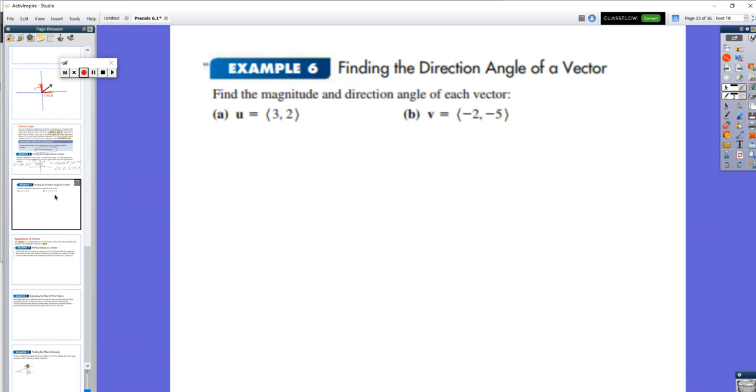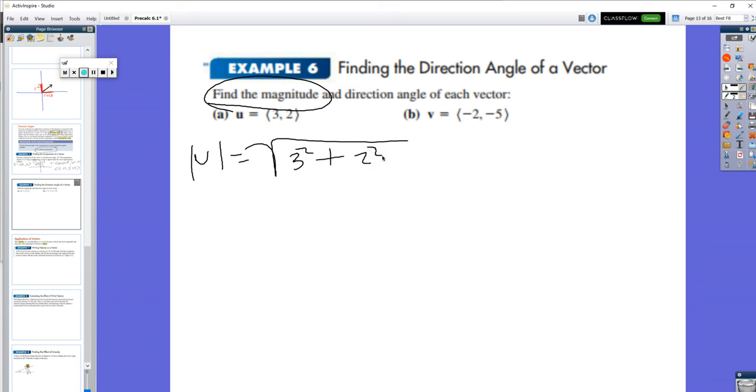Let's go ahead and find first and foremost what it says, which is the magnitude. So we'll find the magnitude of u. Remember, the magnitude is the square root of the a component squared plus the b component squared.